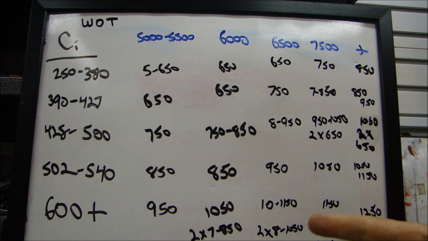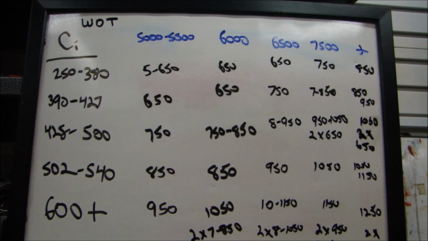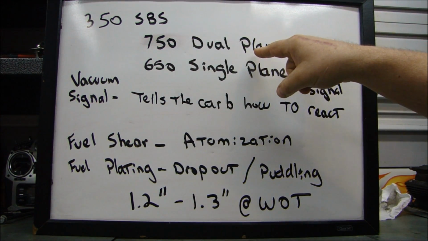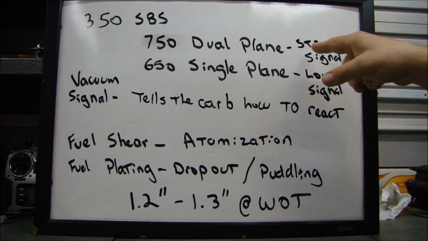I'm going to show you what the vacuum measurements are and how you make adjustments to the carburetor to compensate for the differences in the vacuum. So let's look at the same 350 small block Chevy. And let's say you have a 750 on a dual plane manifold, which will have a strong signal.